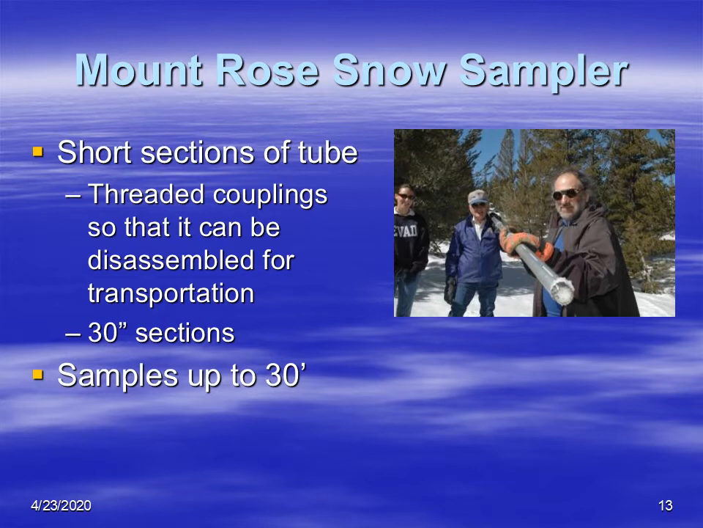It comes in short sections. How short? About 30 inches each, which is almost 3 feet. Each of these sections is threaded, so you can assemble them together and disassemble them for transportation. When you get to the location where you want to make a snow measurement, assemble them all together, and then drive the snow sampler down through the snow to measure the snow depth. It typically comes with 10 sections, or actually more than 10, so you can measure down to 30 feet of snow.